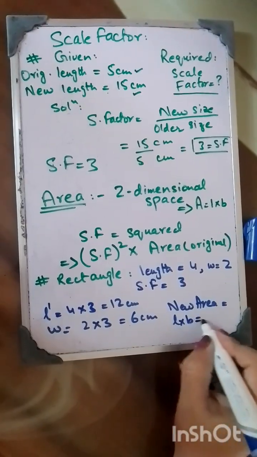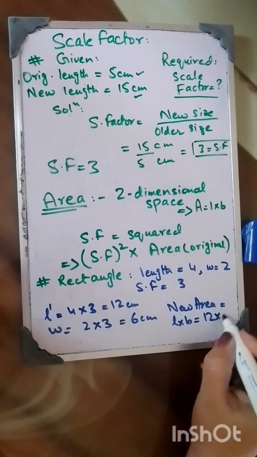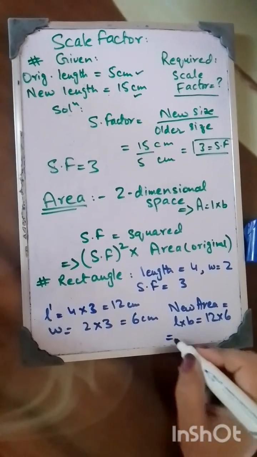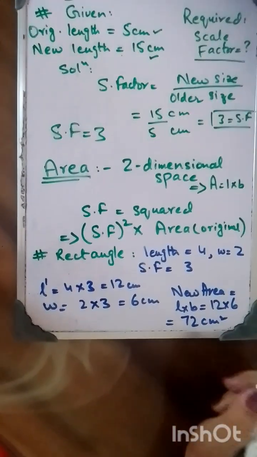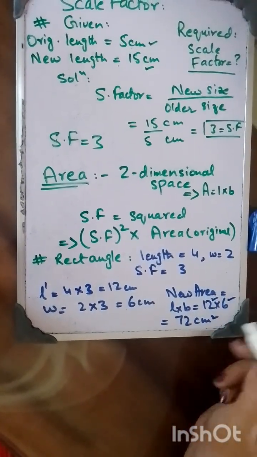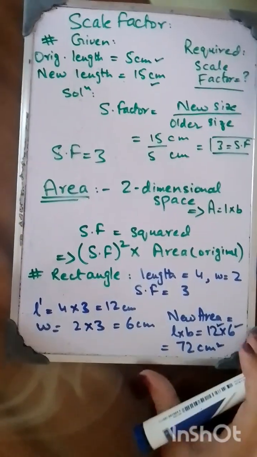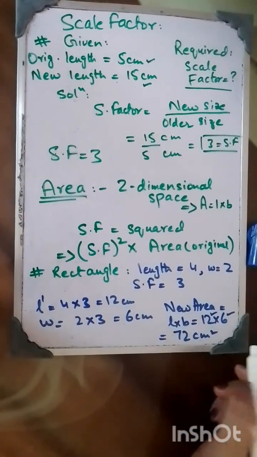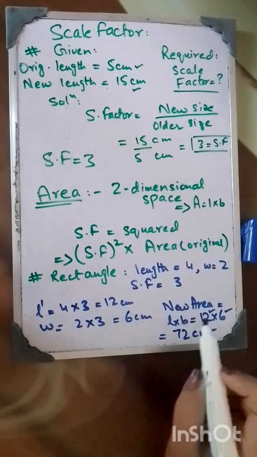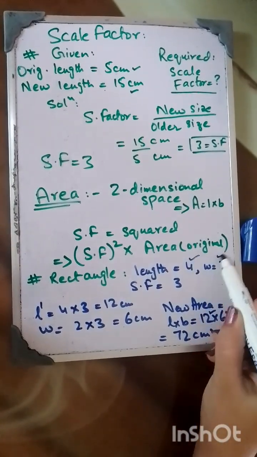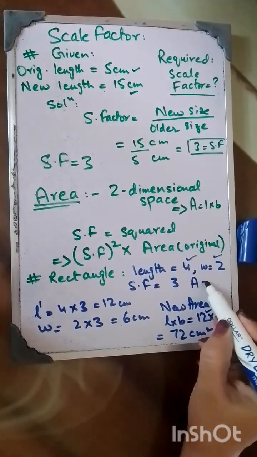It will be 12 times 6. 6 2 times is 12 and 1 carry, 6 1 6, 72 centimeter square. That's your new area. This is how you get the answer using area and scale factor. Easy peasy lemon squeezy.